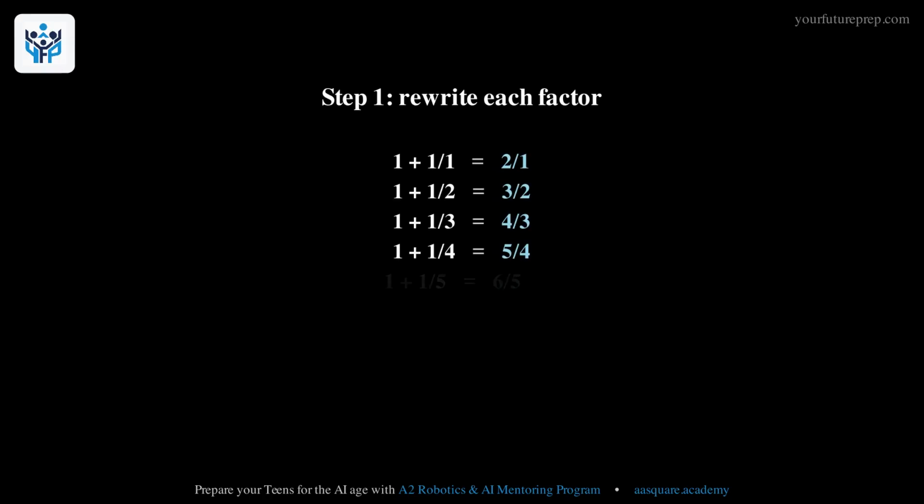The key idea is to rewrite each factor with a common denominator. 1 plus 1 over 1 is 2 over 1. 1 plus 1 half is 3 halves. 1 plus 1 third is 4 thirds. 1 plus 1 fourth is 5 fourths. 1 plus 1 fifth is 6 fifths. And 1 plus 1 sixth is 7 sixths.